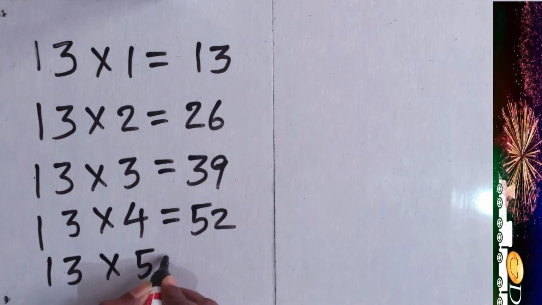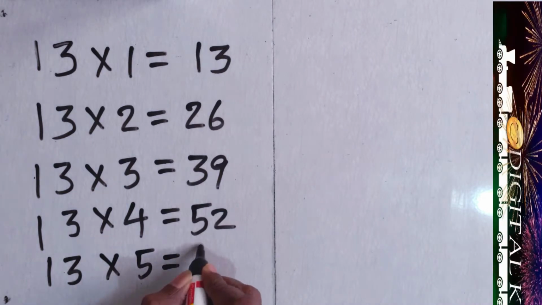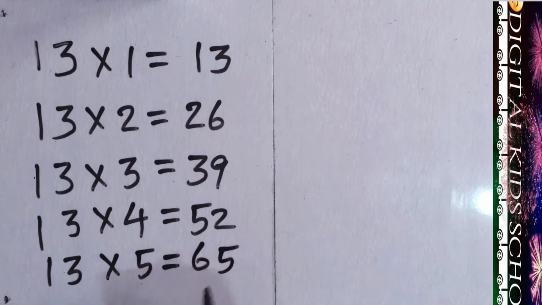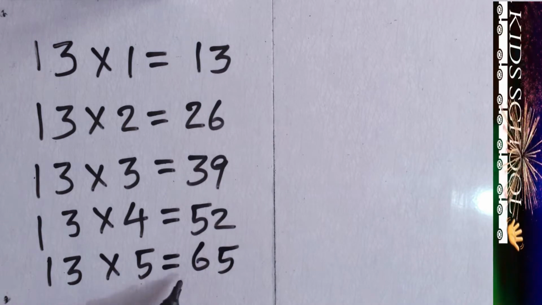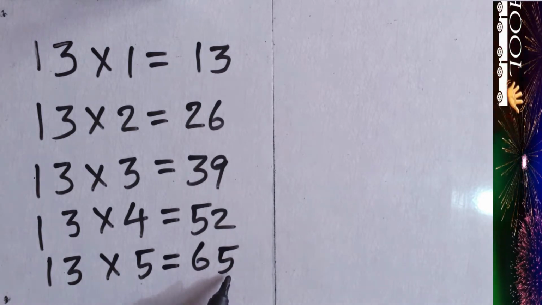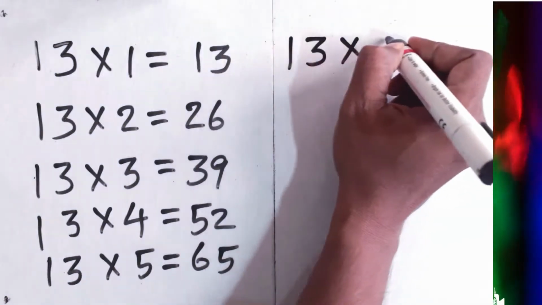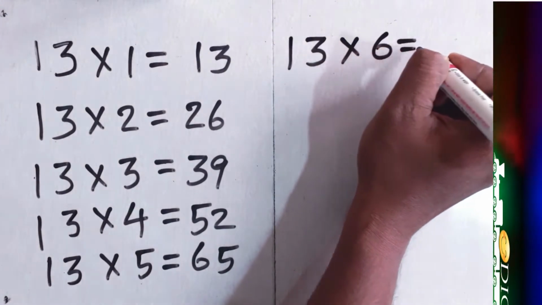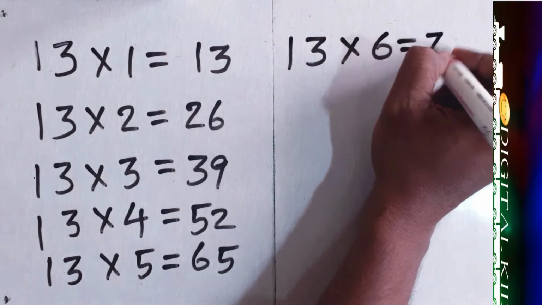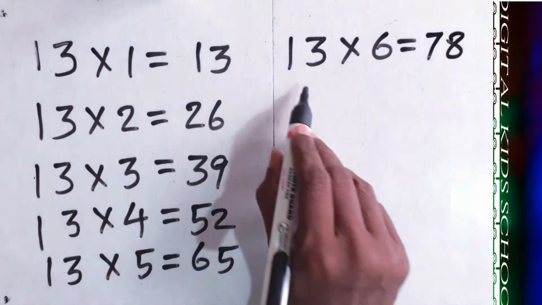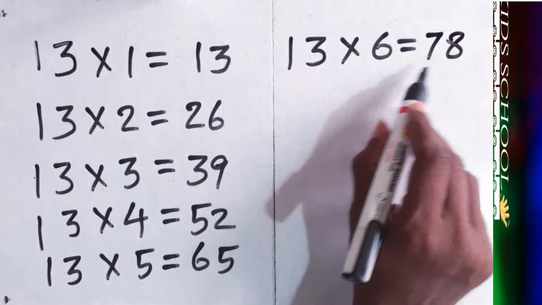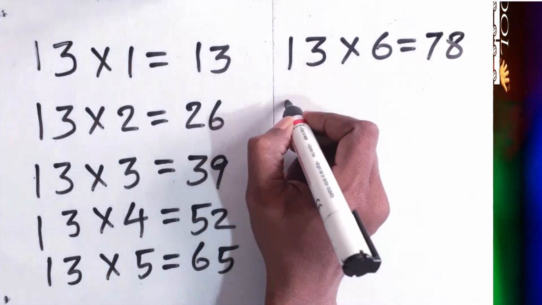13 5 is 65. 13 into 5 is equal to 65. 13 6 is equal to 78. 13 6 is 78.